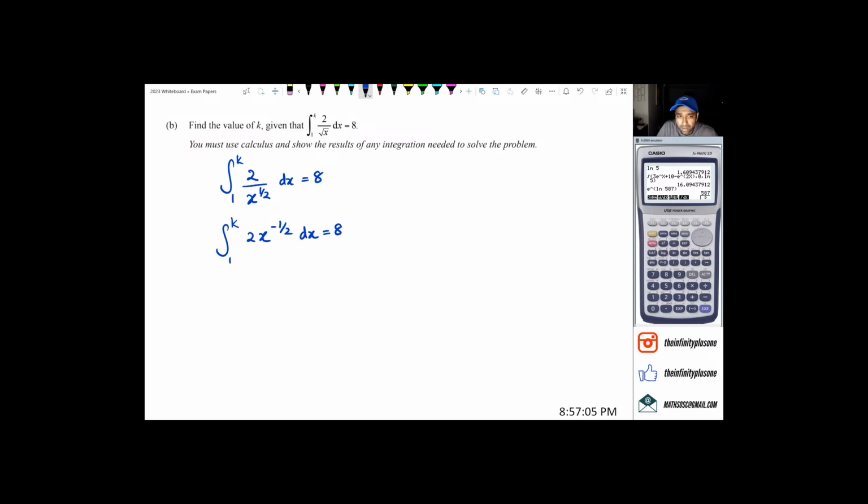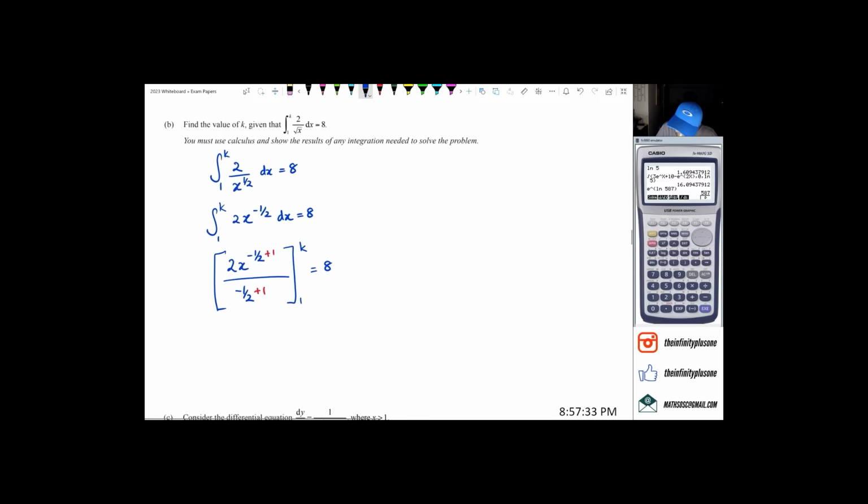And then we need to integrate this. So we're going to get 2x to the power of negative half plus 1, and of course divided by negative half plus 1 as well. And our two limits are k and 1, and this is equal to 8. Now, I'm not going to lie, I hate this question, because there are just too many substitutions for an Achieved question.